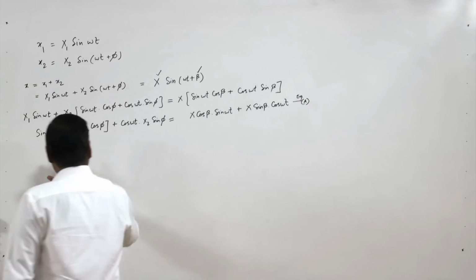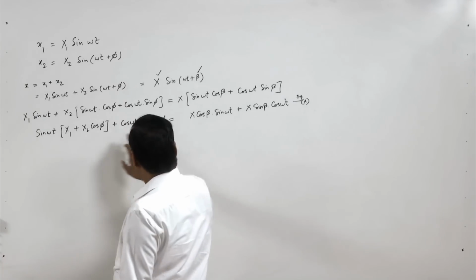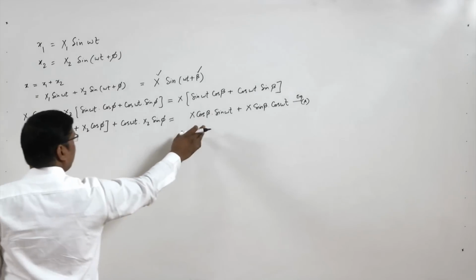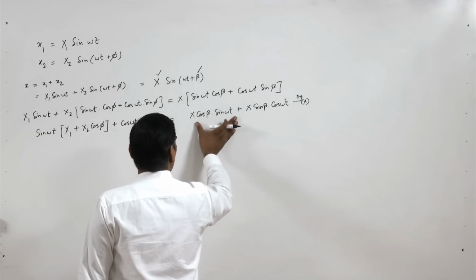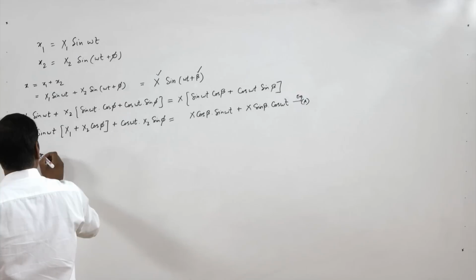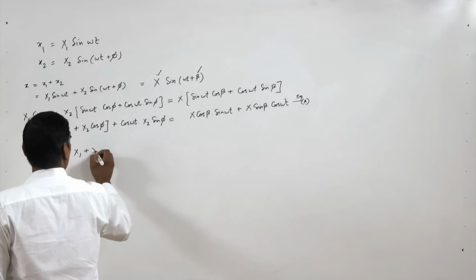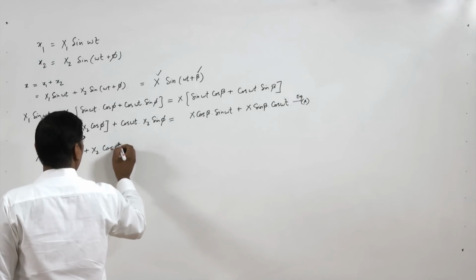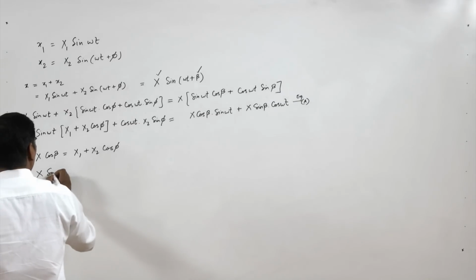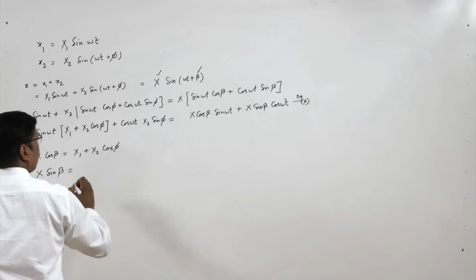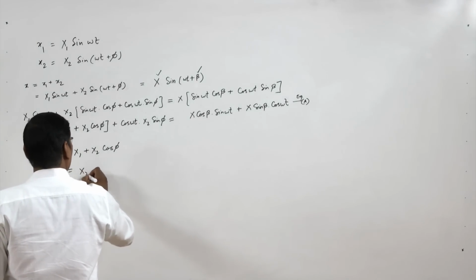Now we compare from both sides the coefficients of sin omega t and cos omega t. Here the coefficient of sin omega t is X1 plus X2 cos phi, and here it is X cos beta. So we can write X cos beta equal to X1 plus X2 cos phi, and similarly we can write X sin beta equal to X2 sin phi.